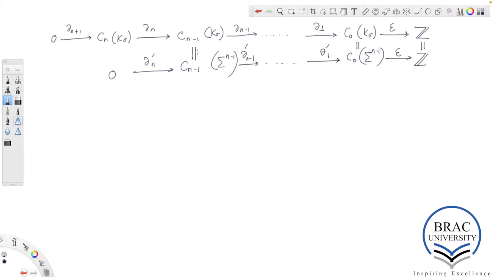Now, for n positive, C n minus 1 K sigma is equal to C n minus 1 sigma to the n minus 1. Which means that the n minus 1 chains on the cone are the same as the n minus 1 chains on the boundary of the cone, where the cone itself is an n simplex. So how do we see this?